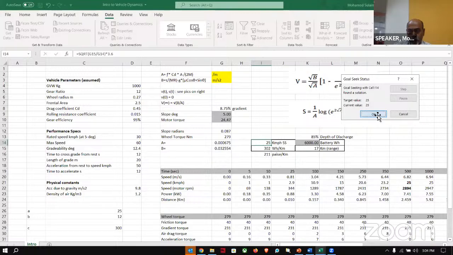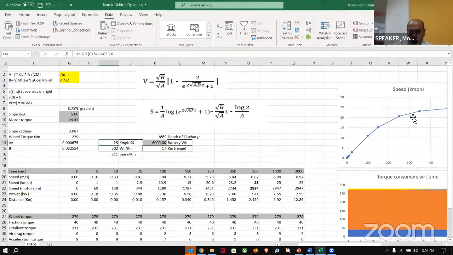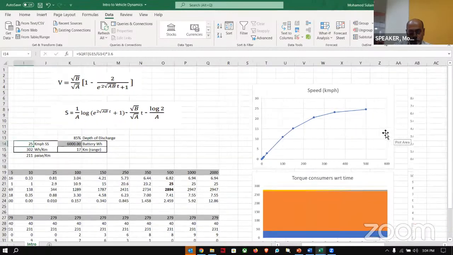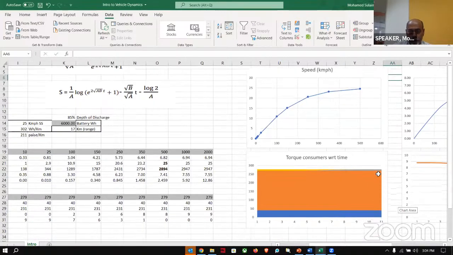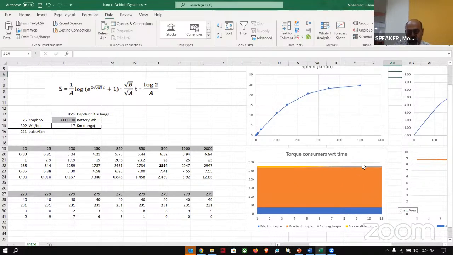And let me click on OK and scroll to see what it looks like. You can see that this speed is becoming saturated at 25 kilometers per hour. And at such a low speed, I will not have much air drag. You can see that the gray portion is very, very small. And a lot of the torque, this entire orange band, is because of the gradient of 5 degrees. And what is left for acceleration is also very small. The acceleration torque is very small. After a point, even that acceleration stops because air drag takes over.